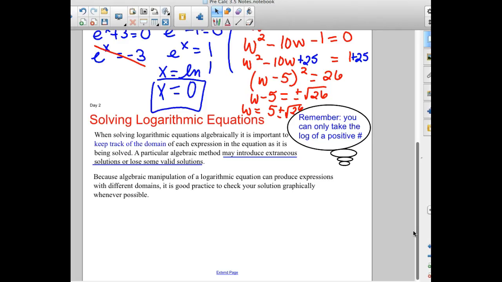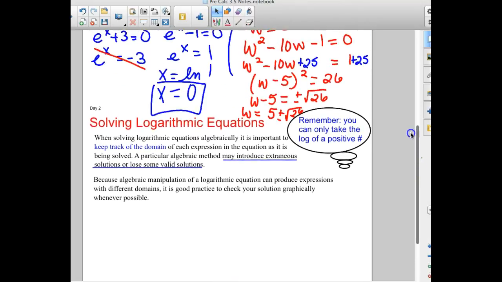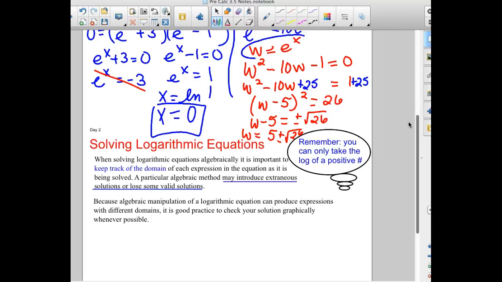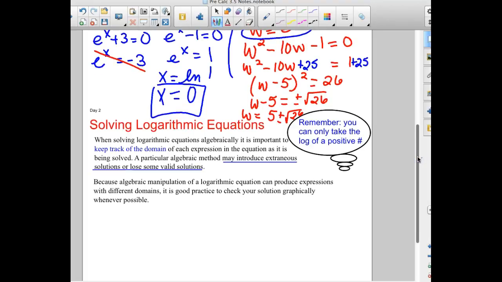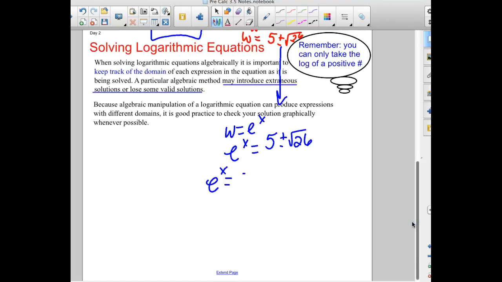All right, now, I'm out of space here, so we'll move down. We had let w right here. We had set w as e to the x to do a substitution, so we could think of it in more of a quadratic format. So now we have to say, well, if w equals e to the x, then e to the x could equal either of these. 5 plus minus the square root of 26. Okay? So let's solve e to the x equals 5 minus the square root of 26, and e to the x equals 5 plus the square root of 26.